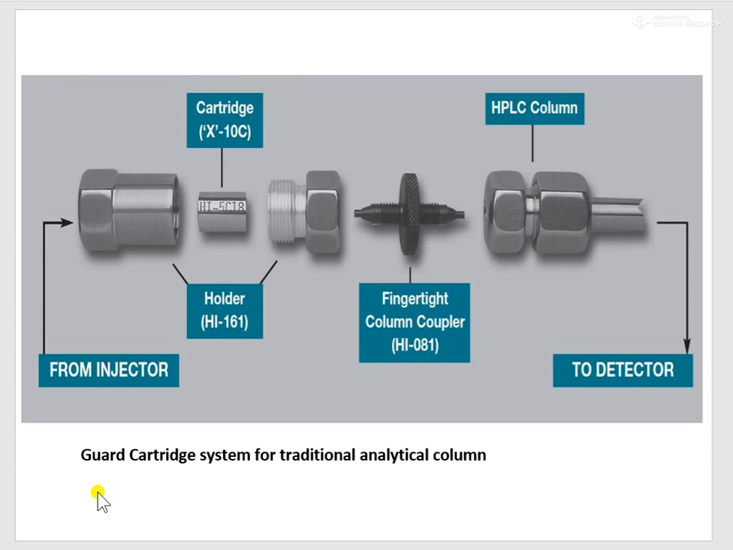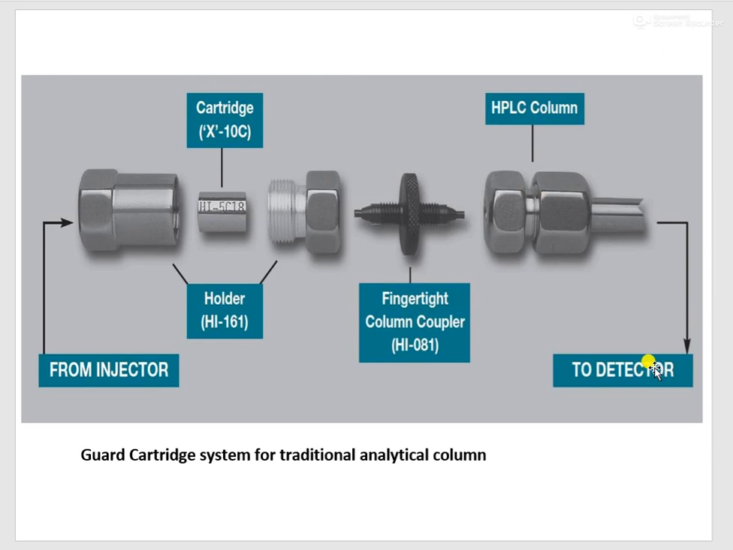You can see as per this picture, this is a guard cartridge system for a traditional analytical system. Here from the injector you have a cartridge, and these two are holders for the cartridge, and there is a coupler. The coupler is connecting your guard cartridge or guard column to the analytical column, and this analytical column will be connected to the detector.